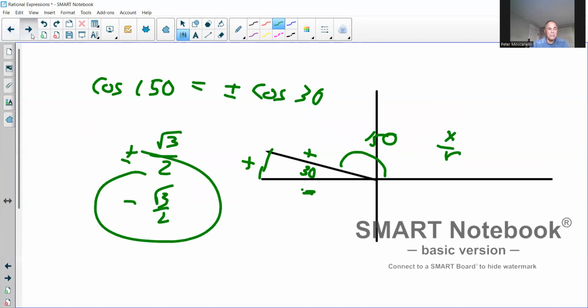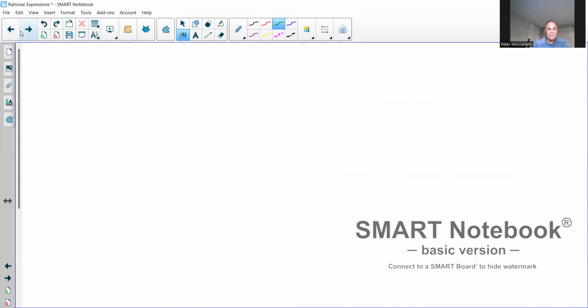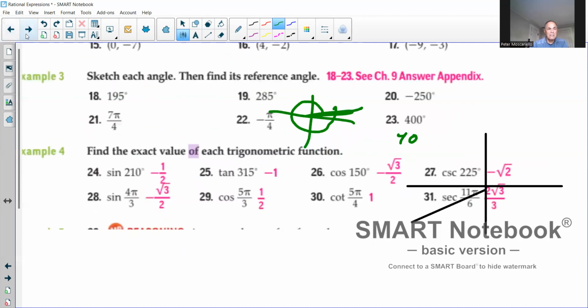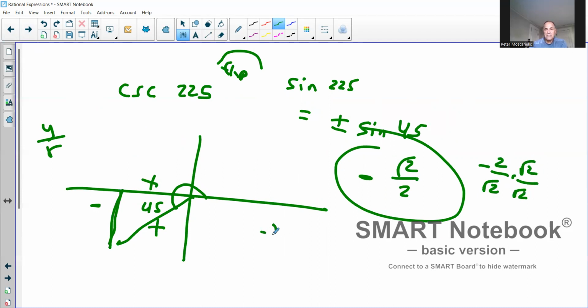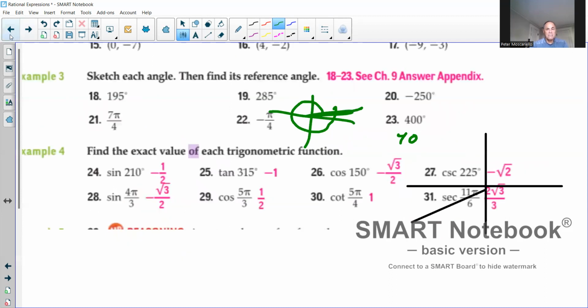So we got negative square root of 3 over 2. Well, no, wait a minute. Sorry. So we get negative square root of 2 over 2, but that's sine, so for cosecant, I gotta flip it. So it's negative 2 over root 2. We're gonna go like this. Negative 2 root 2 over 2, which is just negative root 2 is your answer. Is that it, kids? That's it.